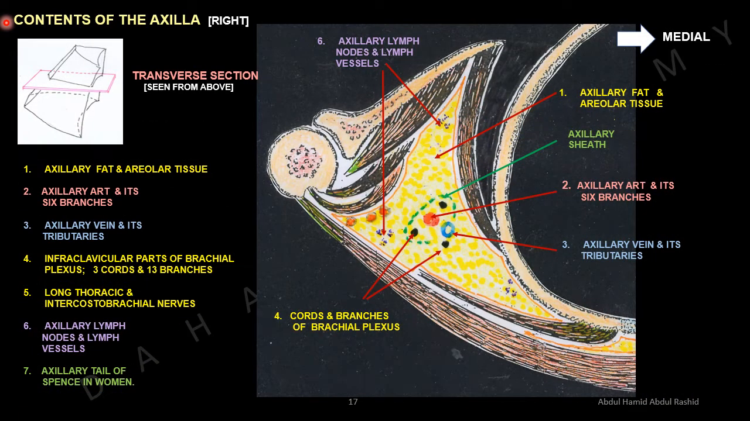Contents of the axilla. Look at this pilot diagram first. This is a four-sided pyramid shape, sectioned transversely. This is a transverse section of the right side of the axilla. This is medial, this is lateral, this is the anterior wall, posterior wall, and medial wall of the axilla. This is the axilla cavity here.